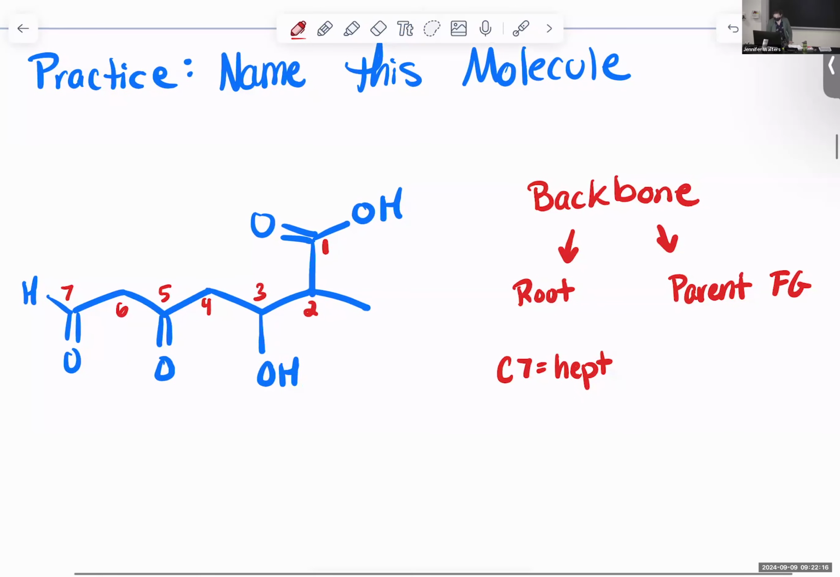Our parent functional group is going to be what? Alkane, alkene, alkyne. Alkane. So we're going to take that A and E because we have all single bonds between those 7 carbons. So essentially, we lack a parent functional group, so we use alkane as our suffix. So our backbone is that heptane.